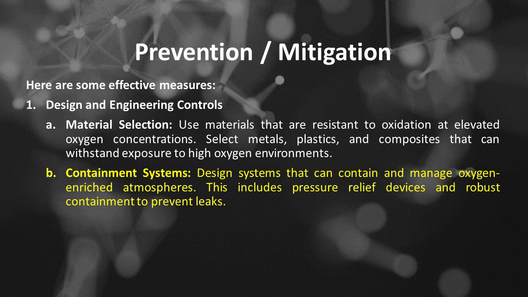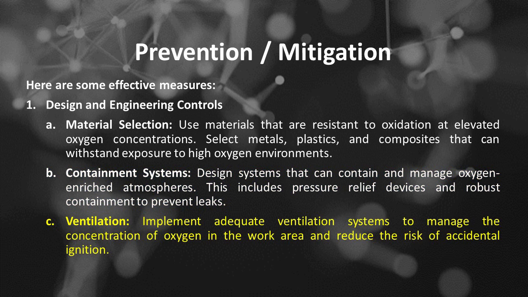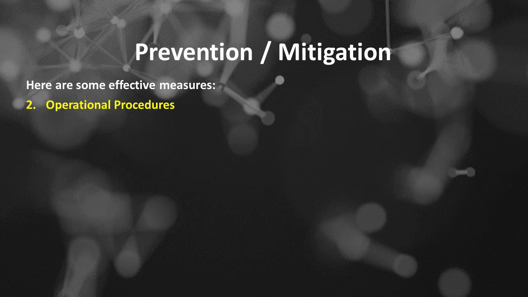Number B, of design and engineering controls is containment systems. Design systems that can contain and manage oxygen-enriched atmospheres. This includes pressure relief devices and robust containment to prevent leaks. Number C, of design and engineering controls is ventilation. Implement adequate ventilation systems to manage the concentration of oxygen in the work area and reduce the risk of accidental ignition. Number 2 of prevention and mitigation effective measures is operational procedures, includes.